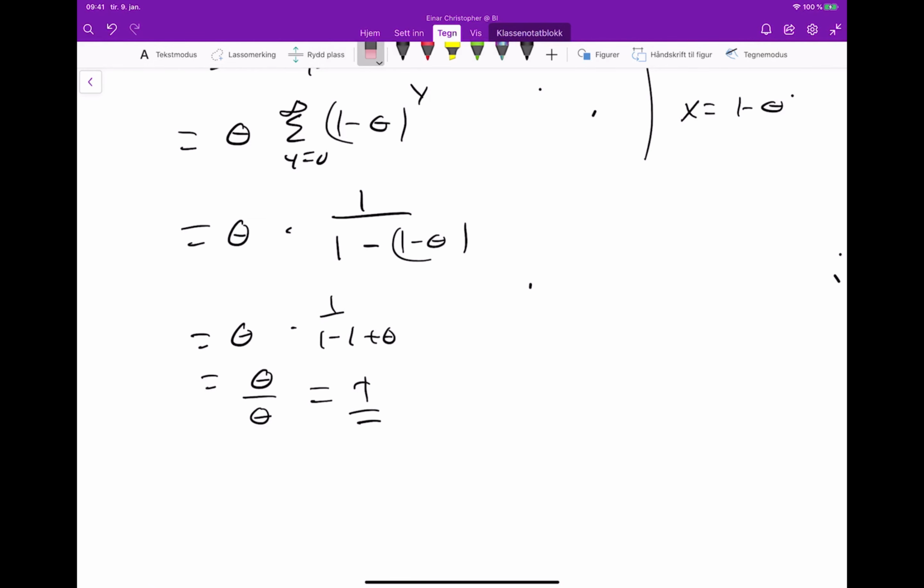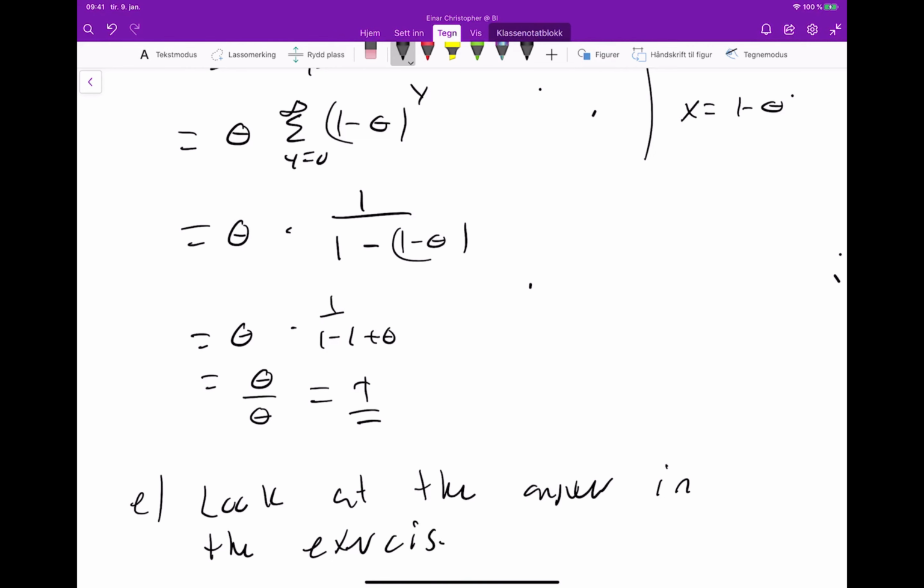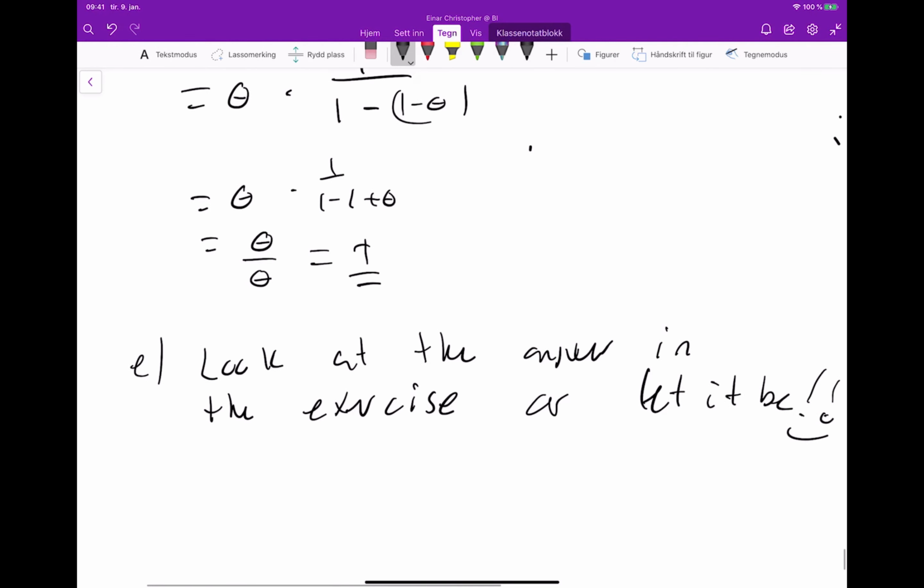So then it's just done, and I will be happy to say, look at the answer in the exercise. Look at the answer in the exercise. Or let it be. Okay, that was it. Next time it's homework 4.